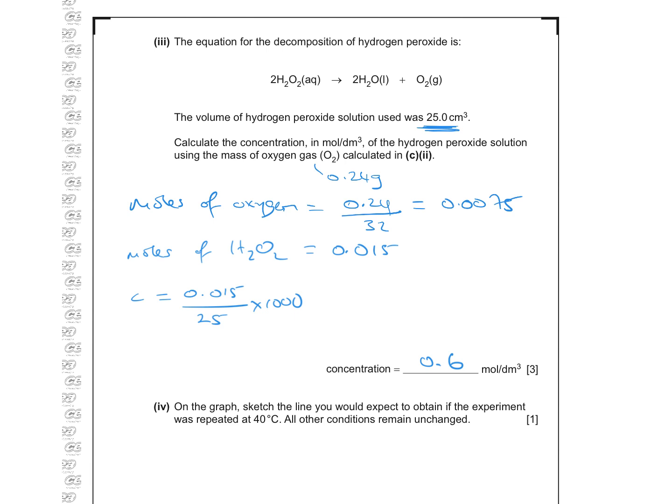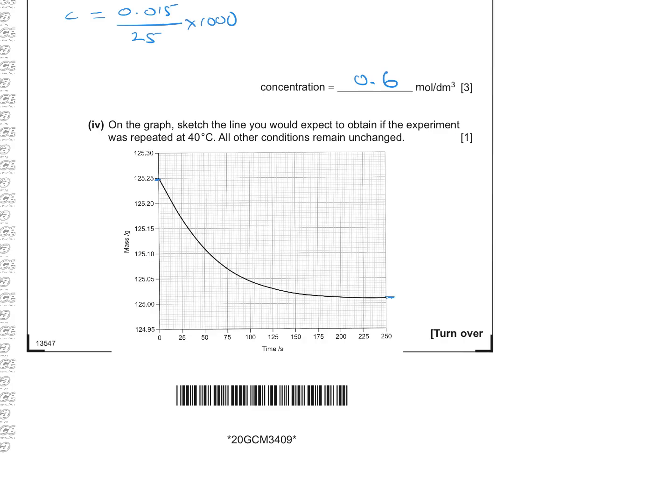And then part 4, sketch the line you would expect to obtain if the experiment was repeated at 40 degrees C, everything else kept the same. Well, the original was carried out at 25 degrees C. So if the experiment is at a higher temperature, you're going to get a faster rate of reaction. But if everything else is kept the same, then it's going to start and finish at the same values. So I'm going to start here. Because it's going to be a faster rate of reaction, it's going to have a steeper gradient, but it will level off at the same place.